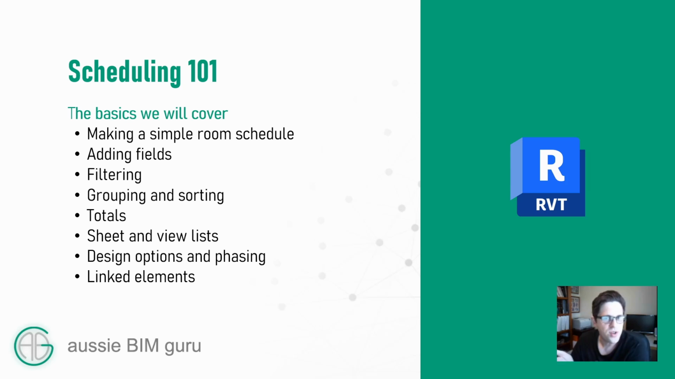If you've already done a bit of scheduling, you might want to skip ahead, but I'm going to make a basic room schedule and add some fields to it. We'll run through filtering a schedule, grouping and sorting it into sections, and then totaling. In this case, we'll total some areas, and then I'll have a look at some different schedules, some sheet and view lists very quickly, and then just cover the basics of design options, phasing, and managing linked elements in a schedule. So I'm just going to jump straight into Revit.